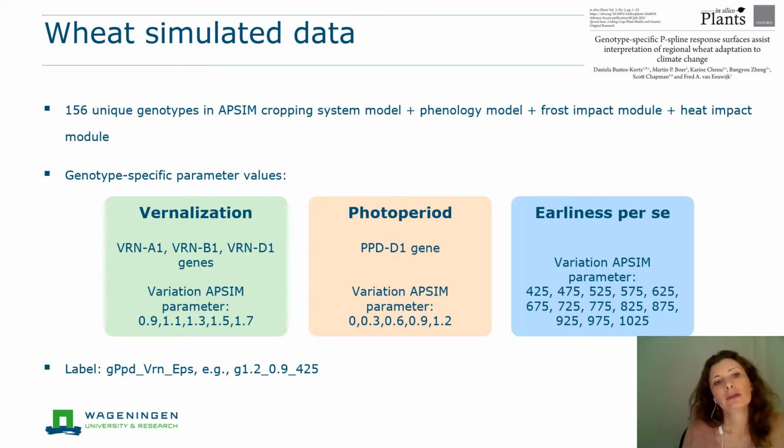To evaluate these ideas, we simulated some data to have a simple example, and this data consisted of 156 wheat genotypes that were simulated with the APSIM cropping system model. Genotypes differed in three main characteristics that were related to phenology. The first one was the vernalization requirement, the second one was photoperiod sensitivity, and the third one was earliness per se. The three of them were related to different genetic makeup, and that led to a different composition of the parameter space for the APSIM model.